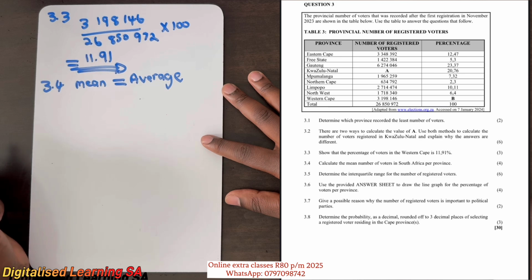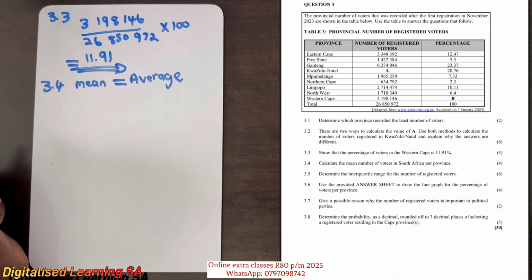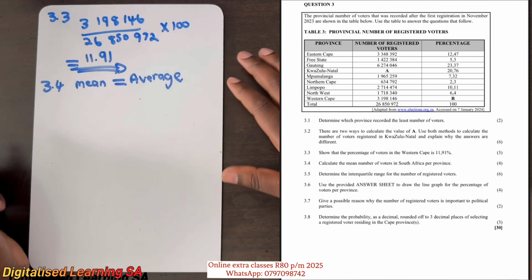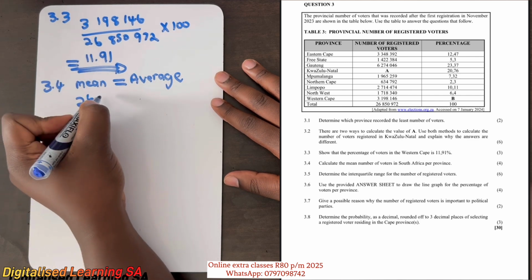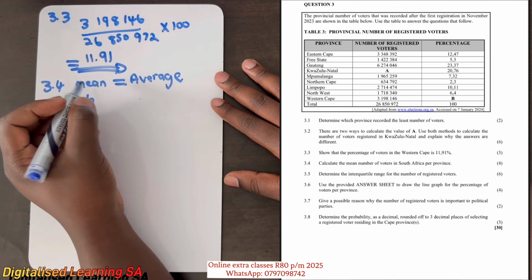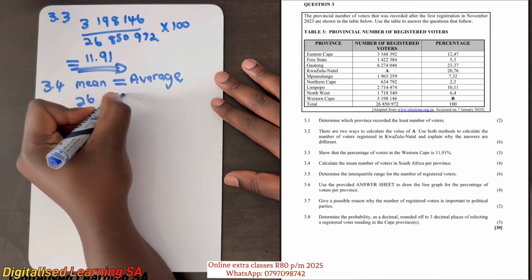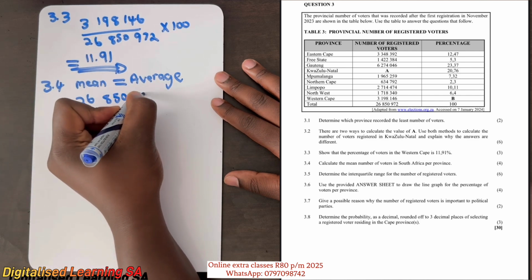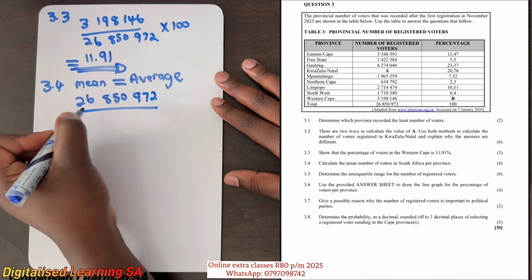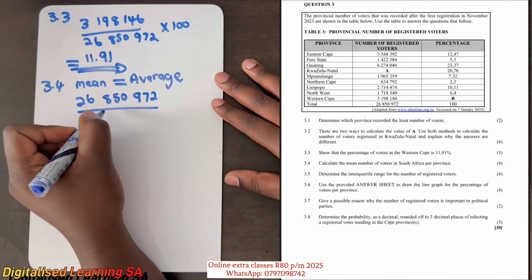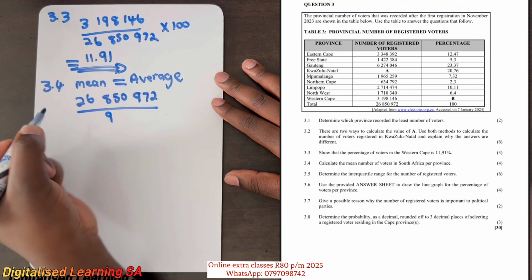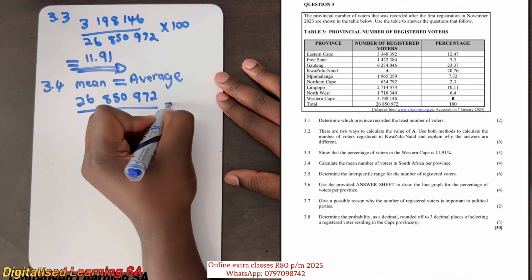In this case, we are already given the total of the number of registered voters, which is just adding up all the provinces. Remember, we need the mean, which is the average. So we are going to say 26,850,972 divided by the number of provinces. How many provinces do we have? If we count on our table, we can see that we have 9 provinces.